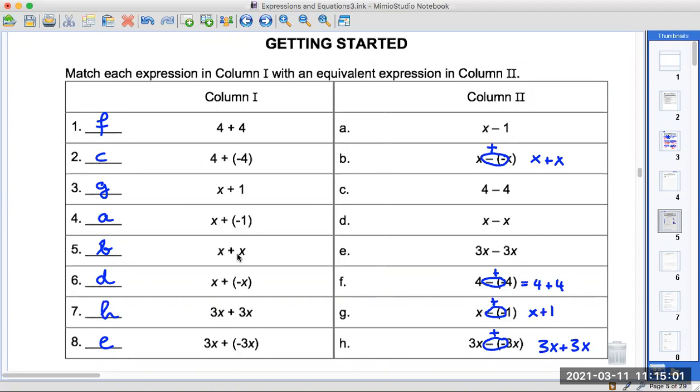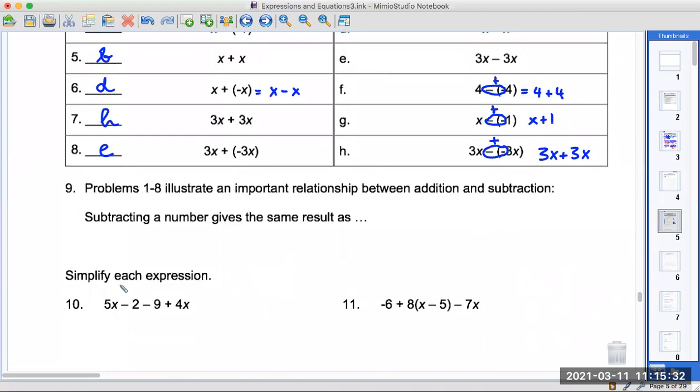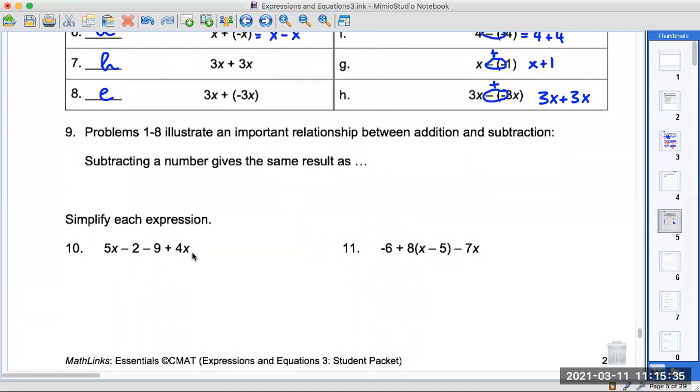Okay, so that's that. X plus x is B. X plus -x is D because that plus does not have to be there. It's assumed you're adding this negative. The result is still 0 here. 3 plus 3, that's this one, H, and 8 is E. Okay, so those are those. And now it's your job to, well, I'm going to have you do these down here as well. Pause your video in a second.